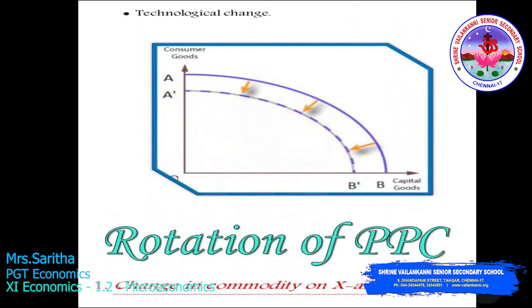But in the case of a leftward shift of PPC, it's because of a few reasons like degradation of technology, decrease in the resources with respect to both the goods, like capital goods and consumer goods. For example, destruction of resources, like an earthquake, will reduce the production capacity. The PPF will shift to the left from AB to A dash B dash.